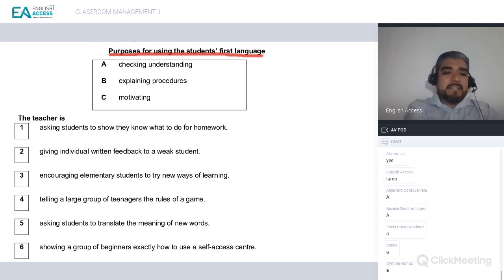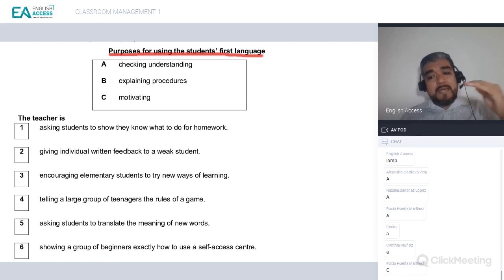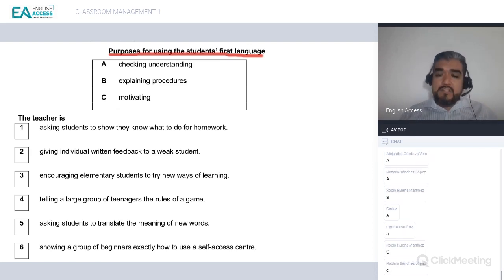All right, the teacher is giving individual written feedback to a weak student. So you have a student who's very low level, makes a lot of mistakes. So you give feedback in Spanish. You tell them you need to improve. I know you can do it. What's the purpose? Yes, very good. Motivating.